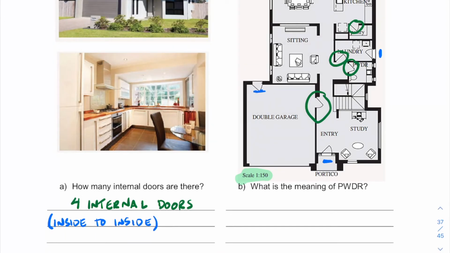Keep the blue pen. Okay. Our next question here is, what is the meaning of PWDR? Now, if I remove that green circle there, you can see our PWDR bit there. That just means powder room.